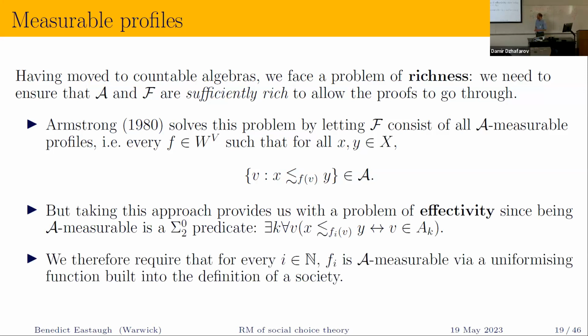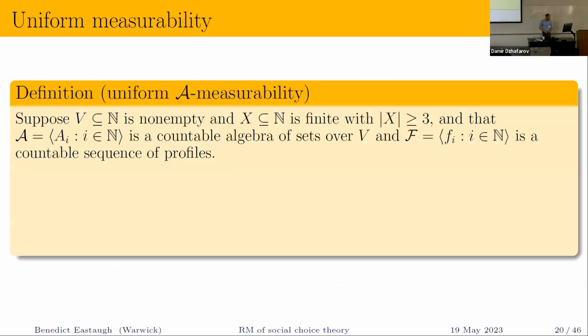So instead, we're going to require that for every I, the profile Fi is measurable, but measurable by a sort of uniformizing function that's built into this definition of a society. You can prove that these uniformizing functions always exist in ACA0. So this is an RCA0 version of measurability. I'm just going to call it uniform A measurability.